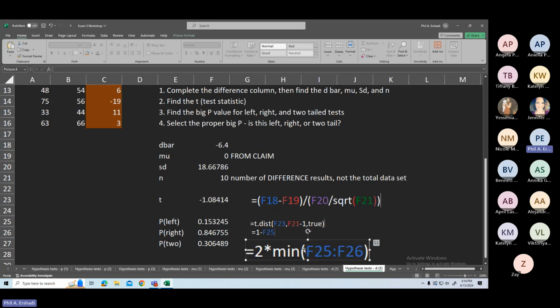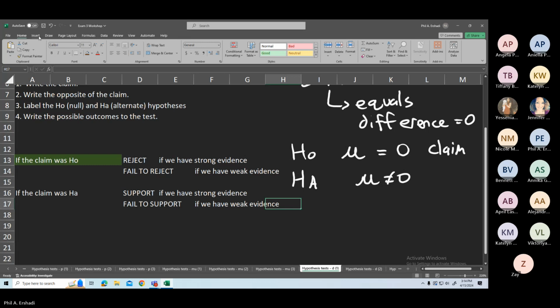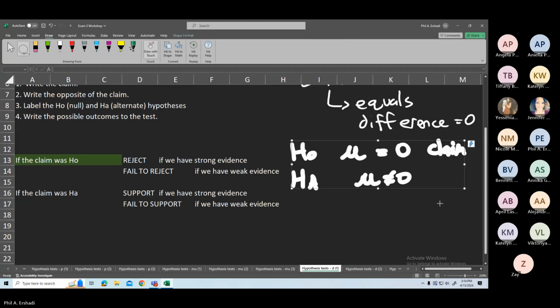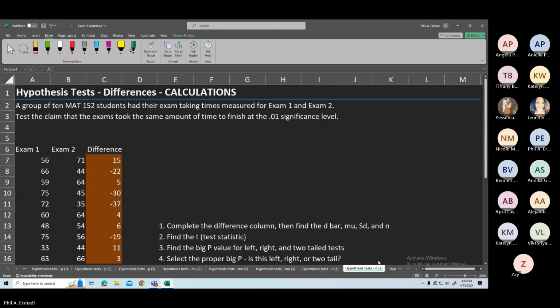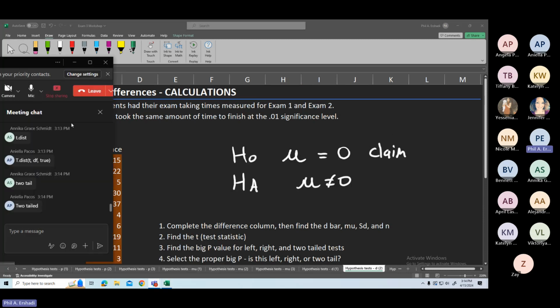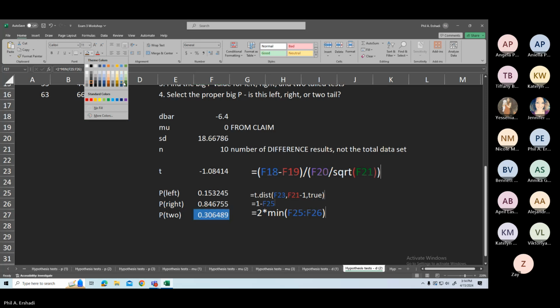Well, now that I've got this, which of those numbers should I use? Is this left tail, right tail, or two-tail based on my hypothesis pair? Am I left tail or right tail or two-tail? It is two-tail. Very good. We will paint that green. So now we go on to the next page.